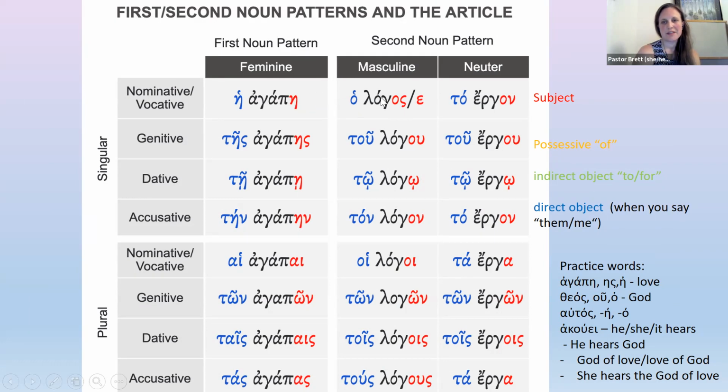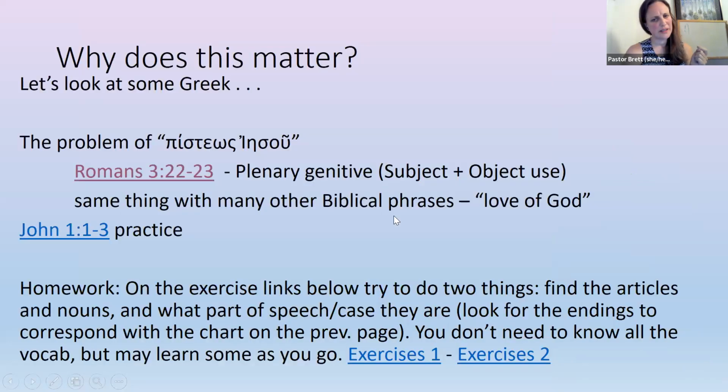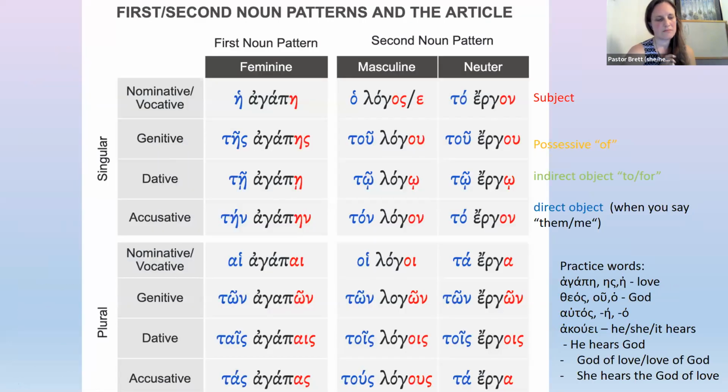And the next column over, the masculine word, ho logos. Ho logos. Who knows what logos is? Or you might say logos. Ho logos. What does that word mean? A word? Word, right. Word. So we have the word, and then tou logou. This next line down would be of the word, and then to logo would be to or for the word, and then ton logon would be the direct object of the word.